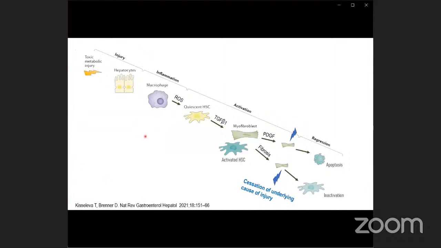Here is the process of chronic liver disease. Injury occurs, and hepatocyte inflammation occurs, and the macrophages are activated, and the hepatic stellate cells are activated and proliferate, and fibrosis occurs. And when the underlying causes of injury are stopped, fibrosis regresses by apoptosis of stellate cells and inactivation of stellate cells. These are progressive fibrosis stages, and these are regressive fibrosis stages.